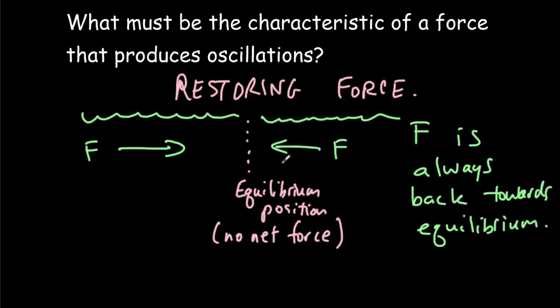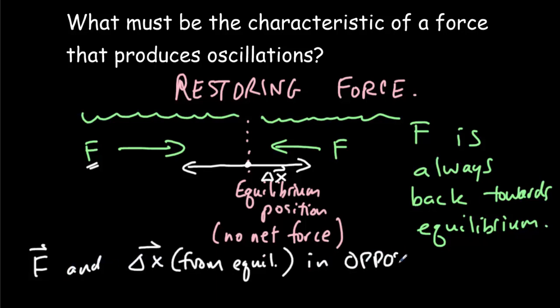So to be maybe a little more mathematical, if we defined our displacement as being from that equilibrium position, then here you'll see that if the displacement is to the right, the force is to the left. If the displacement is to the left, the force is to the right. So F and the displacement from equilibrium are in opposite directions.